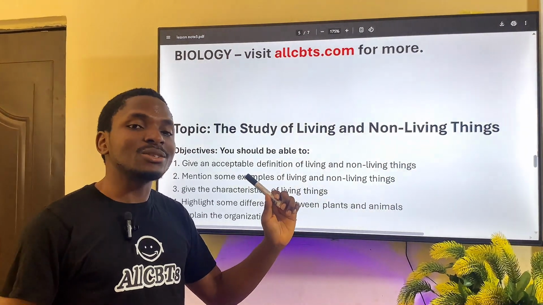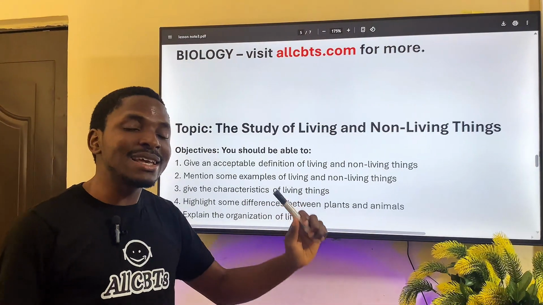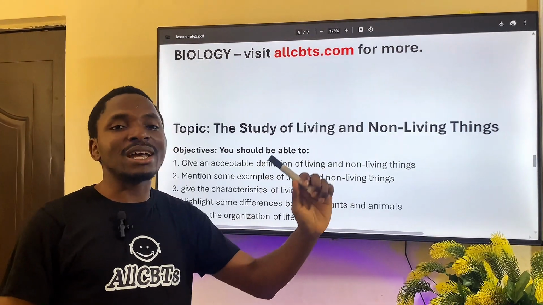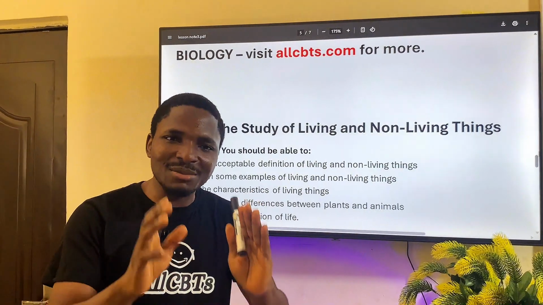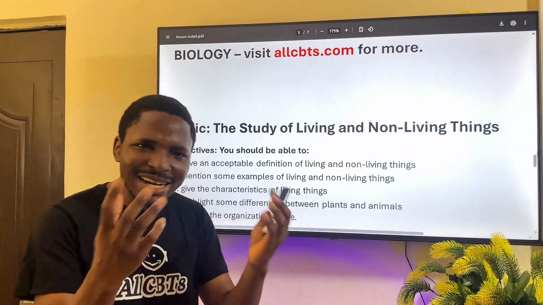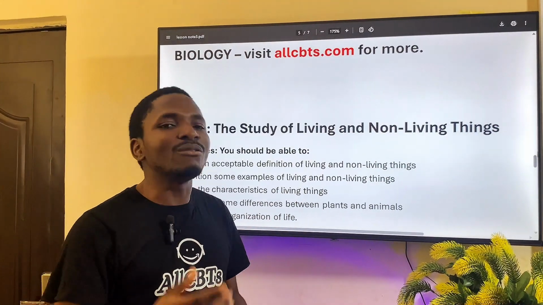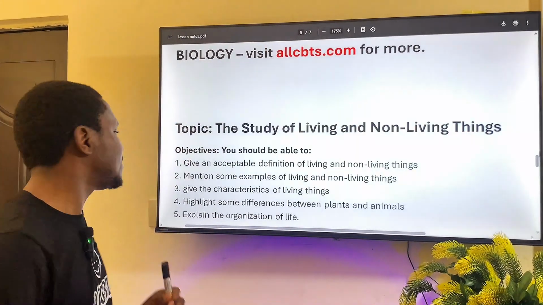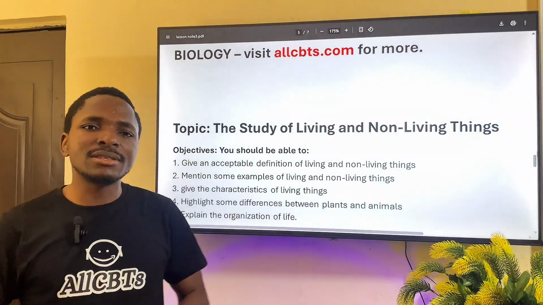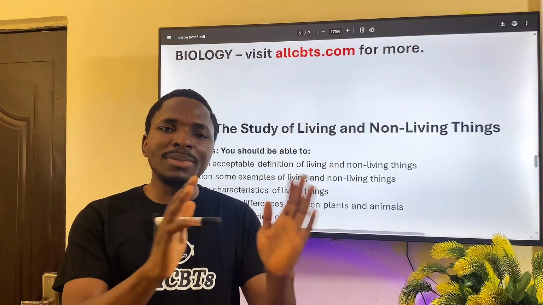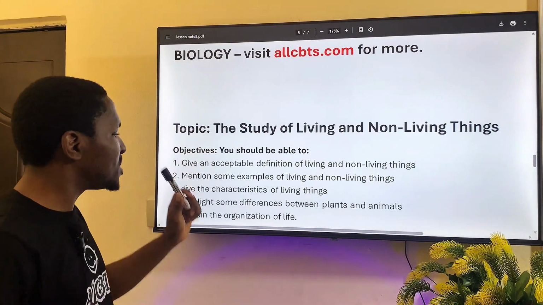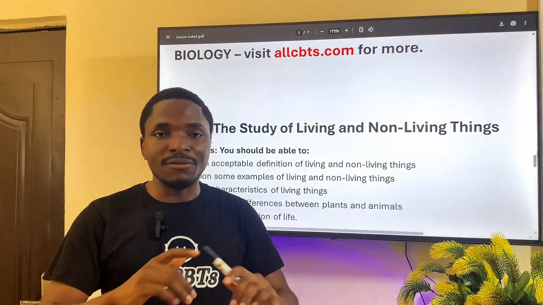Remember in our previous class, we talked about science. That science is using a systematic and structural arrangement of data to come to a meaningful, acceptable conclusion. So you should be able to give us generally acceptable characteristics of living things after this class. And number 4, you should be able to highlight basic differences between plants and animals. Lastly, you should be able to explain the organization of life.